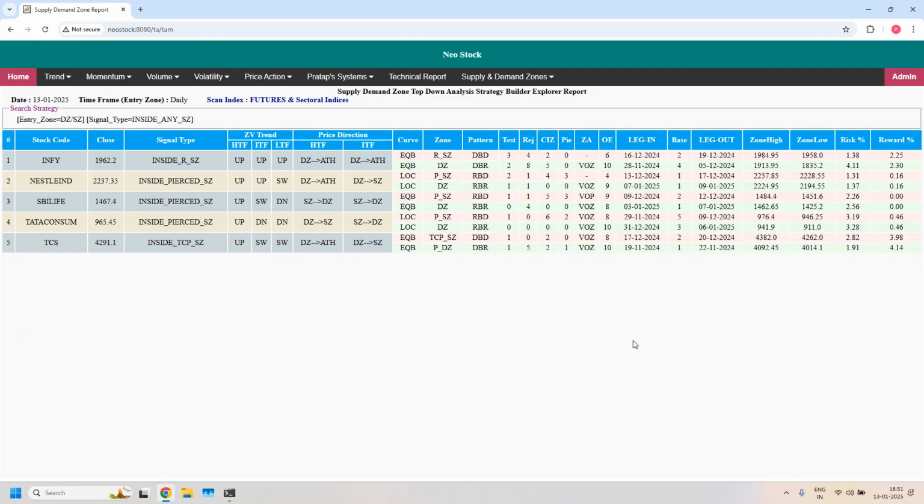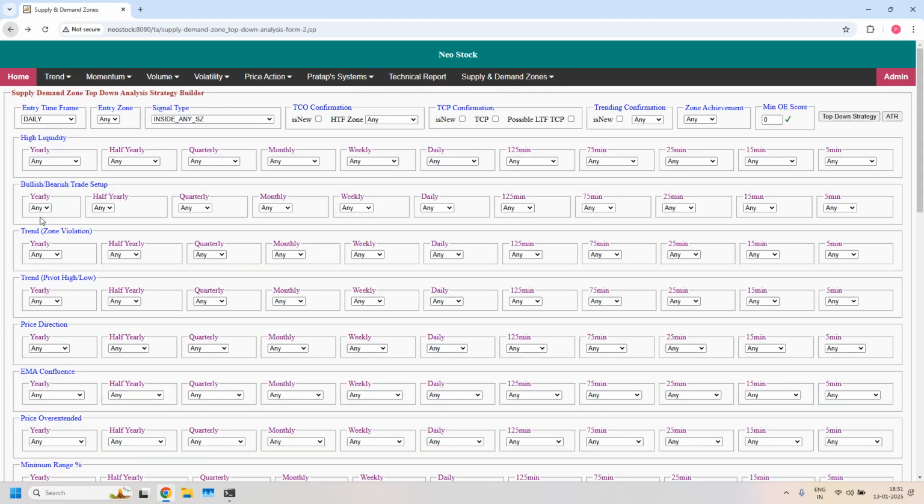Let's filter. We got only 5 stocks. Currently price closed in these 5 supply zones. Out of these 5 supply zones, how many are having EMA confluence? Let us verify. In the EMA confluence at daily time frame, daily supply zone having daily EMA confluence, and the trend on the daily time frame should not be sideways. It can be up or down.